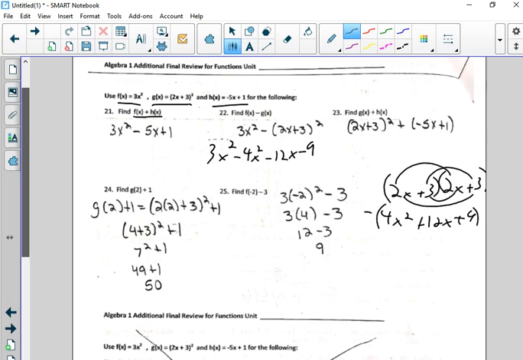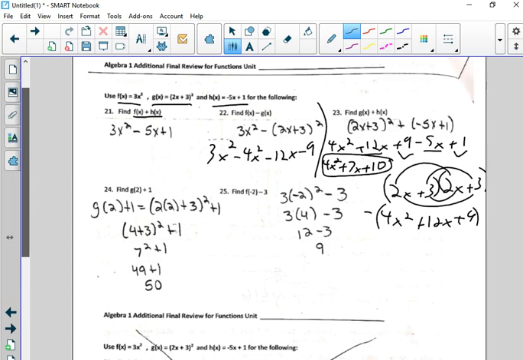And then g of x plus h of x. Well, this one's not finished either. So we know that (2x + 3) squared is 4x squared plus 12x plus 9, minus 5x plus 1. So we join like terms, and we get 4x squared. 12 minus 5 is plus 7x, and 9 plus 1 is 10. So there's your answer.